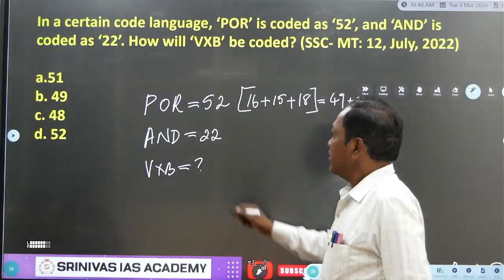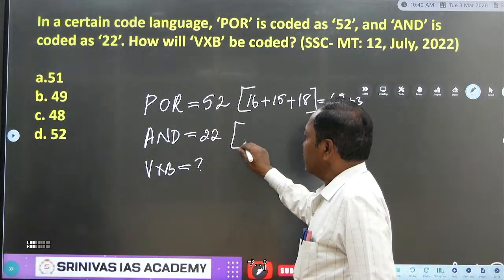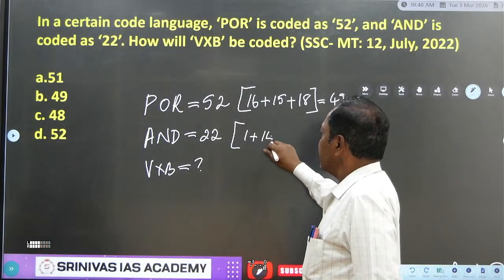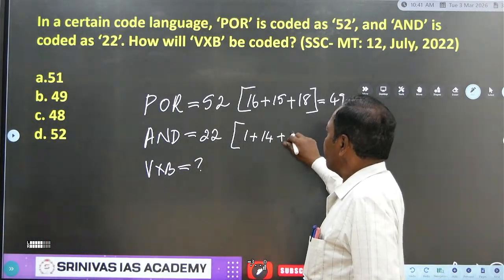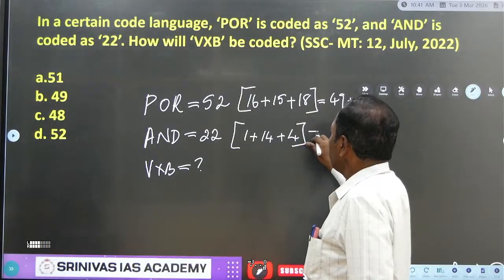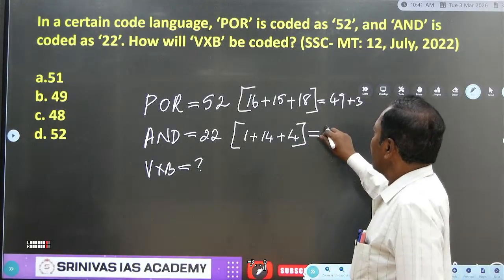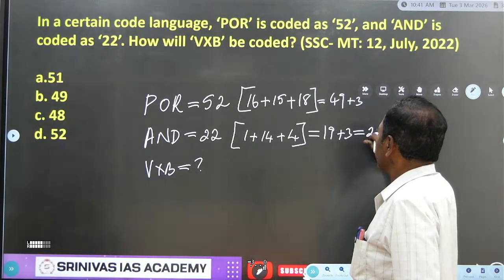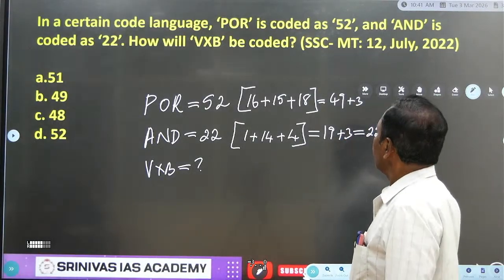Right. Even you can try for AND also. A is the first letter. N is the 14th letter in the alphabet. And D is the 4th letter in the alphabet. You can see, the total is 19, plus 3, 22. Yes. Okay. Now we can see.